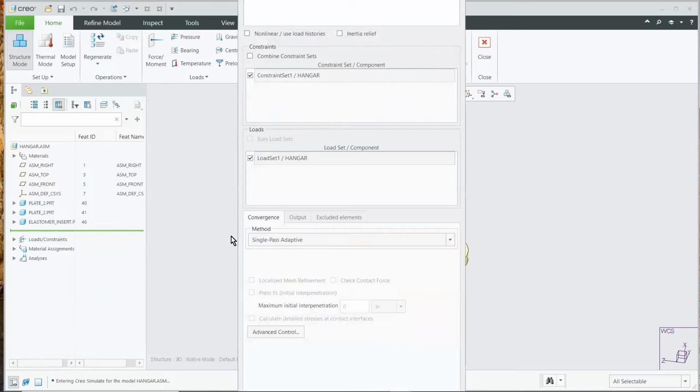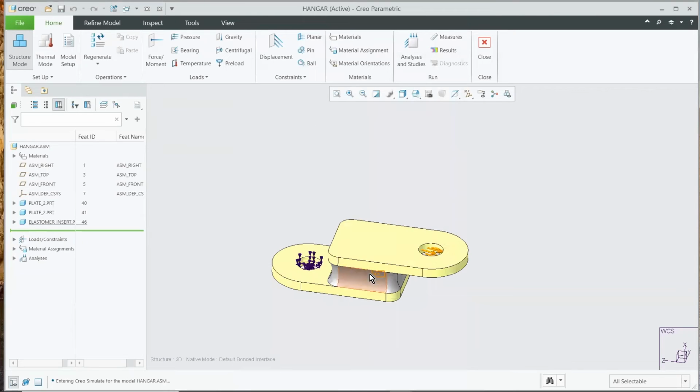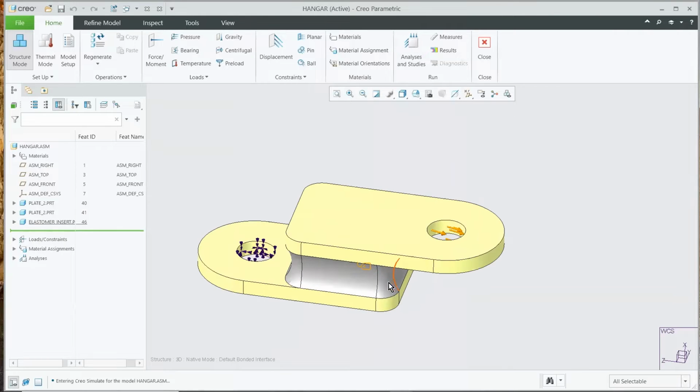It's using the constraint set. Remember, it's bolted on that one end. It's using the load set. We're pulling on it with about 72 pounds of force. And that's it. It goes and solves it. But now the next one we want to do is take a look at it with a really hyperelastic material. And before we do that, let's look at how we get to something like that.